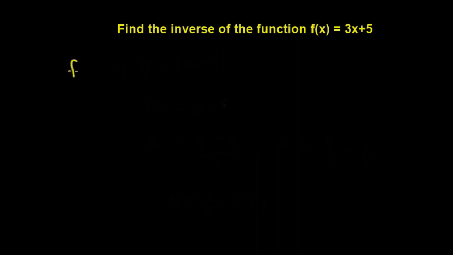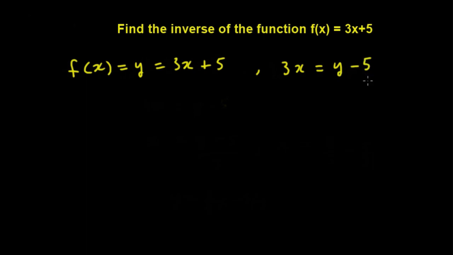So f of x, which is just the y coordinate, equals 3x plus 5. Now what we want to do is transpose this for x. So we could say that 3x is equal to y minus 5. Therefore we can say that x is going to equal y minus 5 all divided by 3. So x is going to equal y upon 3 minus 5 upon 3.